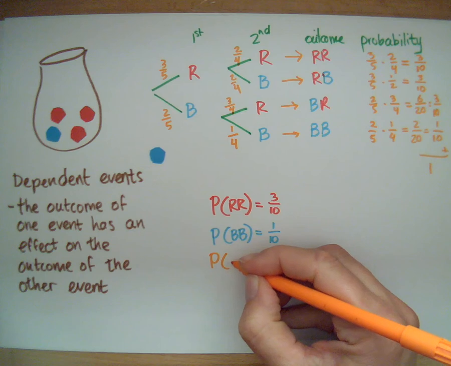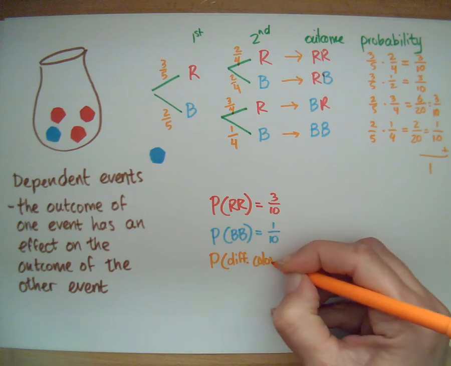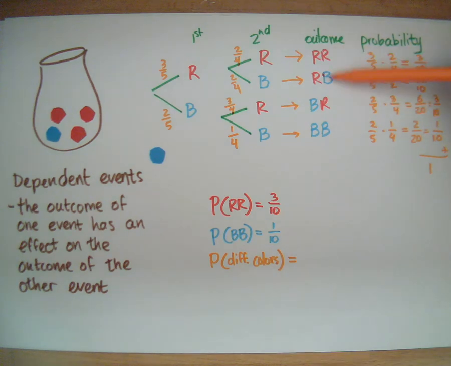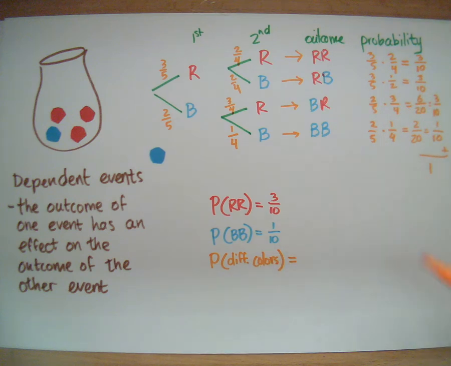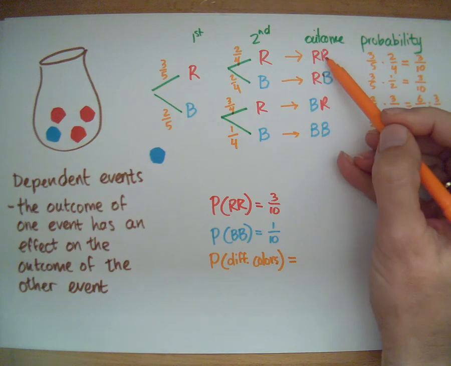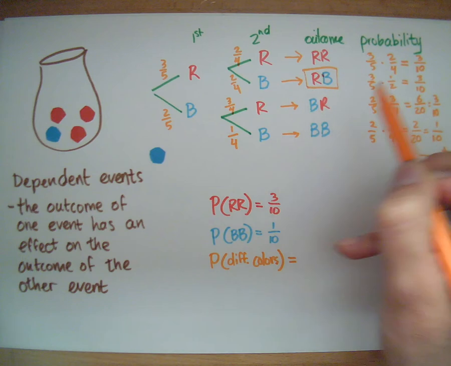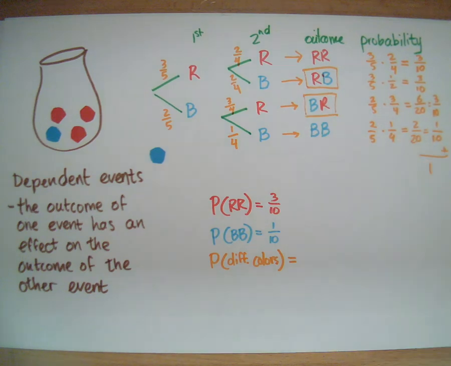What are the chances of getting 2 different colored marbles? So different colors. Let's look up here. Which outcomes qualify as getting 2 different colors? Let's circle them. Red, red, that's not 2 different colors. Red, then blue, that's 2 different colors. Blue, then red, that's also 2 different colors. Blue, blue is not, obviously.